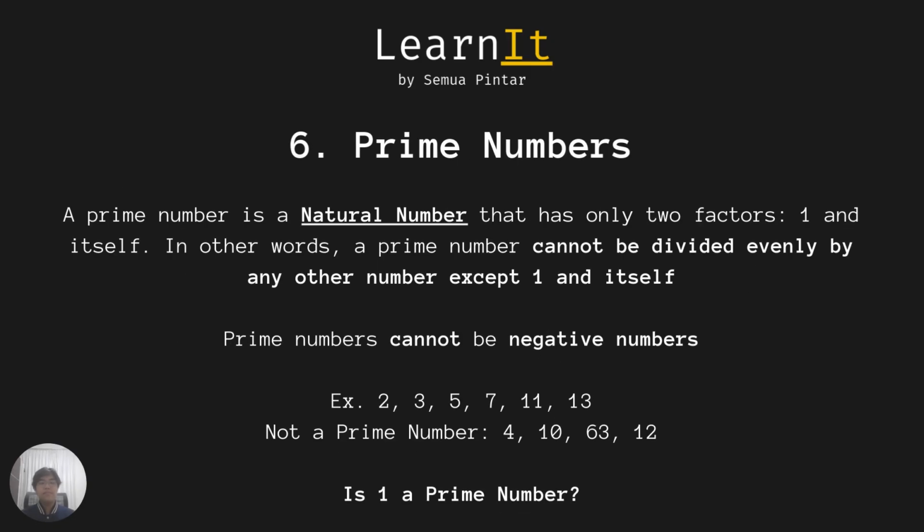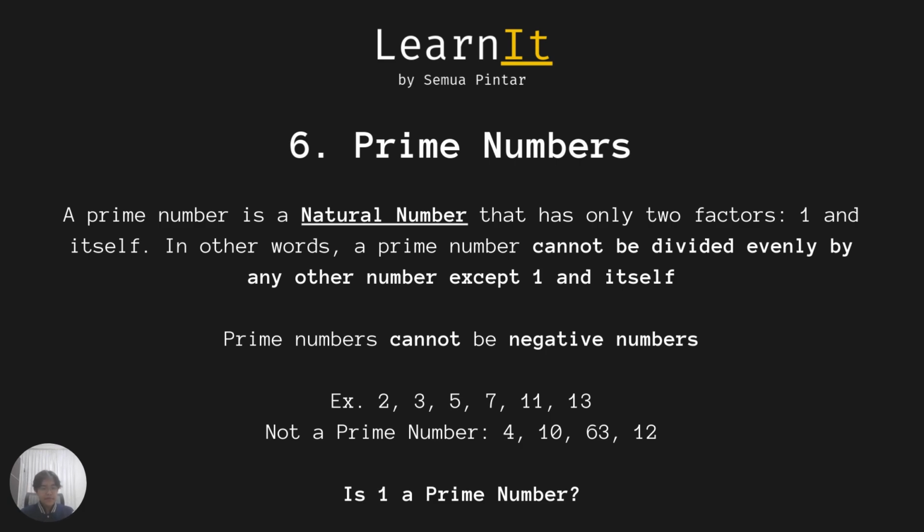Next, we're moving on to prime numbers. So a prime number is a natural number that only has two factors, 1 and itself. Or in other words, a prime number cannot be divided evenly by any number except 1 and itself. And it is also important to note that prime numbers cannot be negative numbers because, again, it is a natural number, meaning that the scale ranges from 1 to infinity.